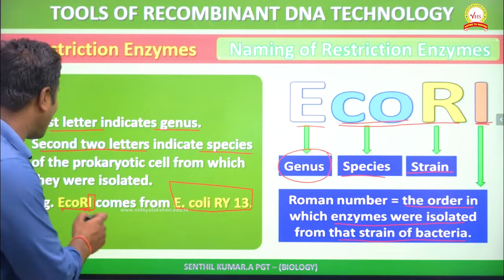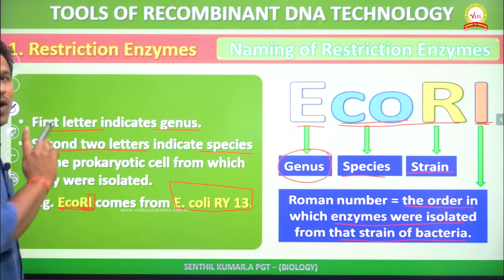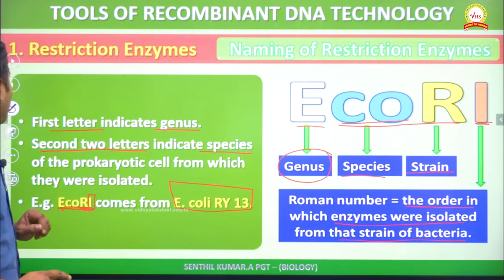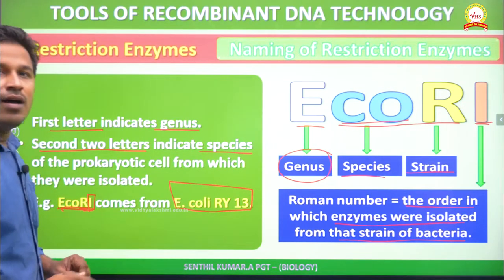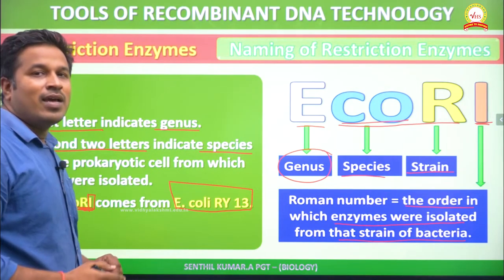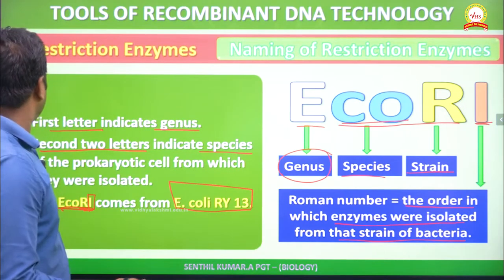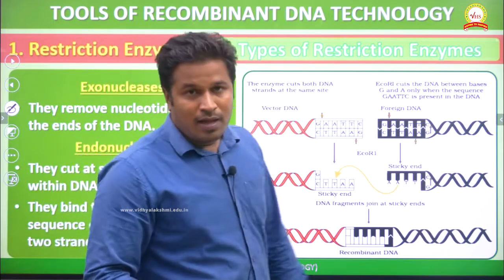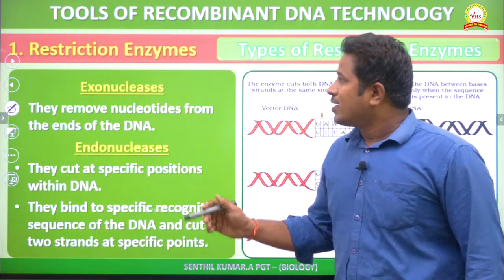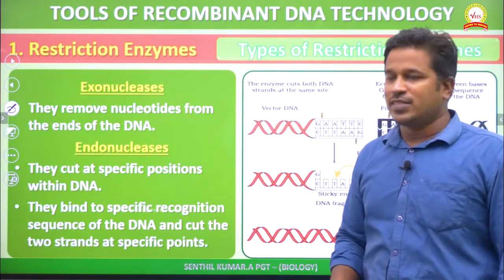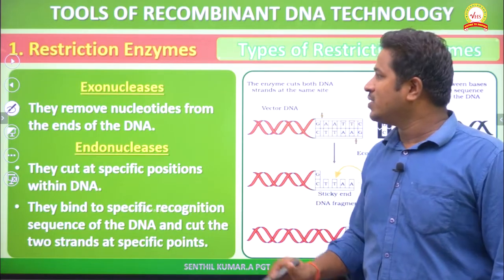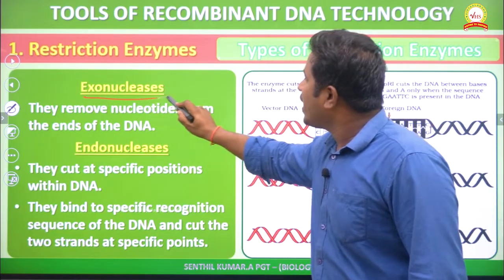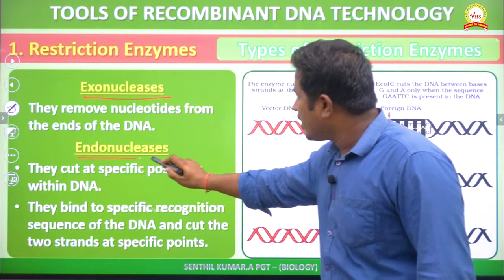From that we have isolated the EcoR1. Okay, this is very familiar, using restriction enzymes in recombinant DNA technology. And next, now we are going to deal with the types of restriction enzymes. There are 2 types of restriction enzyme: one is exonuclease, another one is endonuclease.